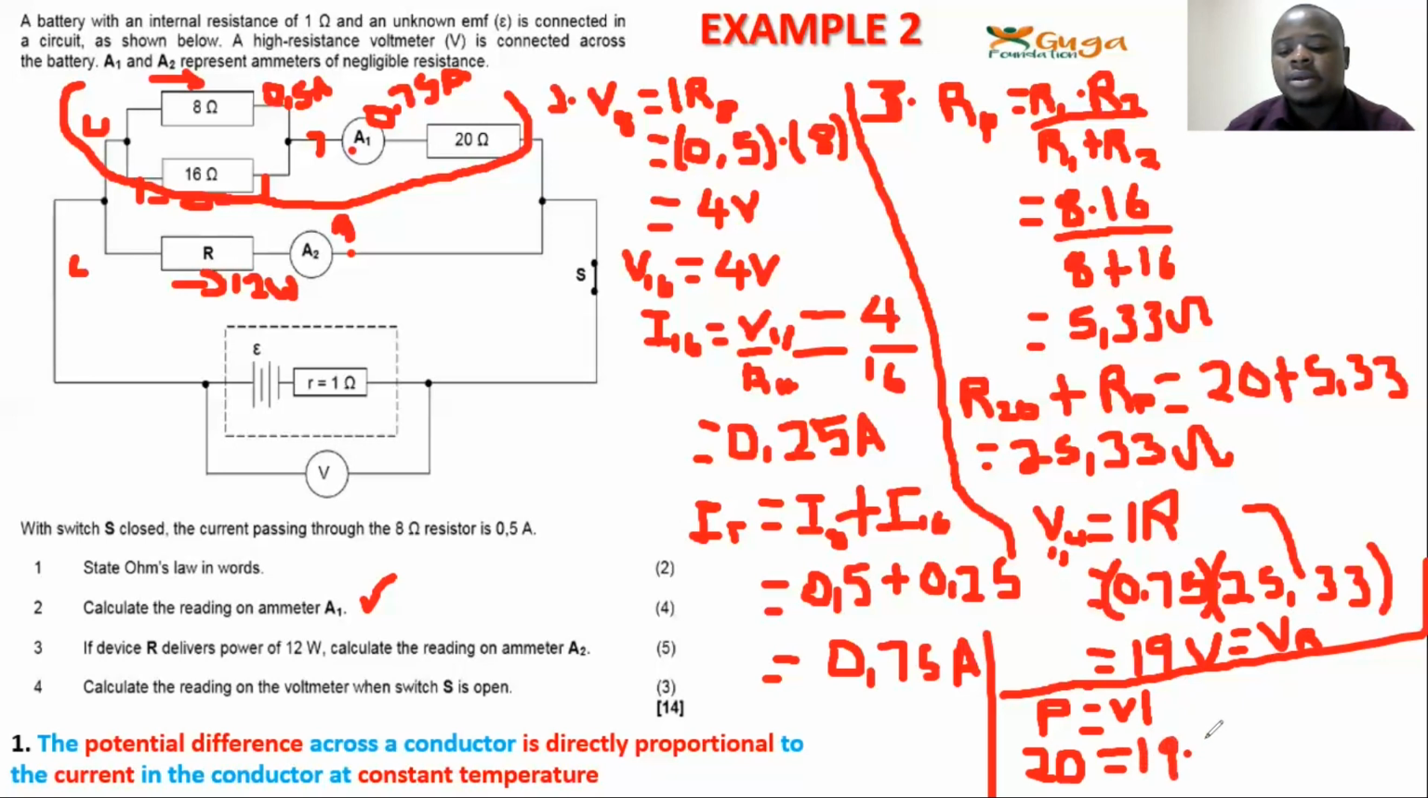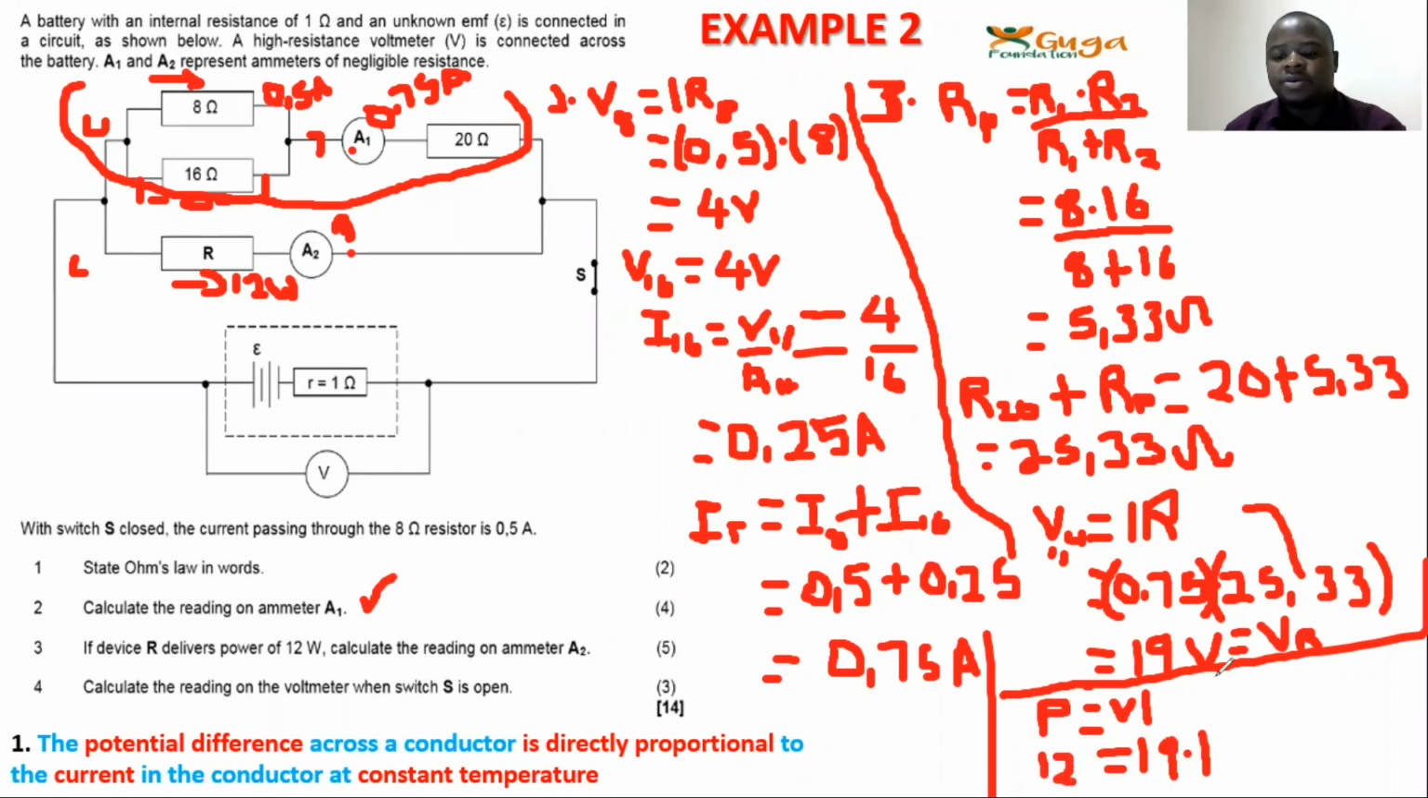Multiplied by I. So you just divide both sides by 19. You should get... okay, so here it's not 20. I think we made a mistake there. We should get here... it was 12, right? The power was 12. I'm confusing it with the first question.